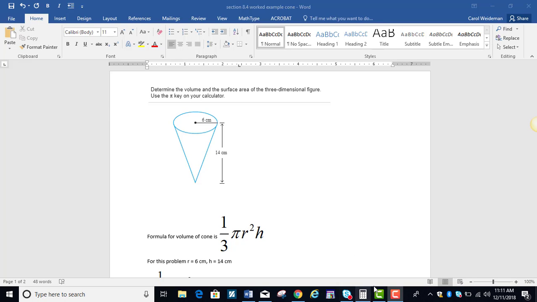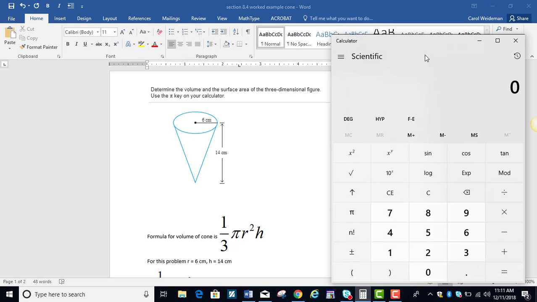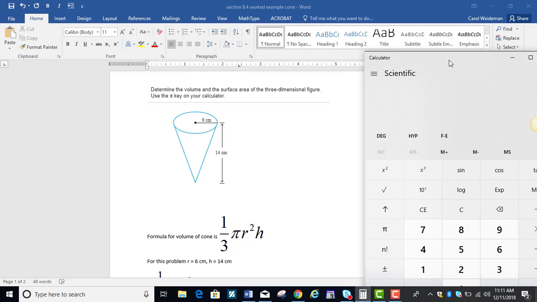In this short video, I'm going to work an example from section 8.4 on working with the cone. This is the one that seems to give students the most trouble. This problem asks us to find the volume and the surface area of the three-dimensional figure. This is a cone, and it says use the pi key on your calculator. I'm going to use the scientific calculator that's built into my computer.